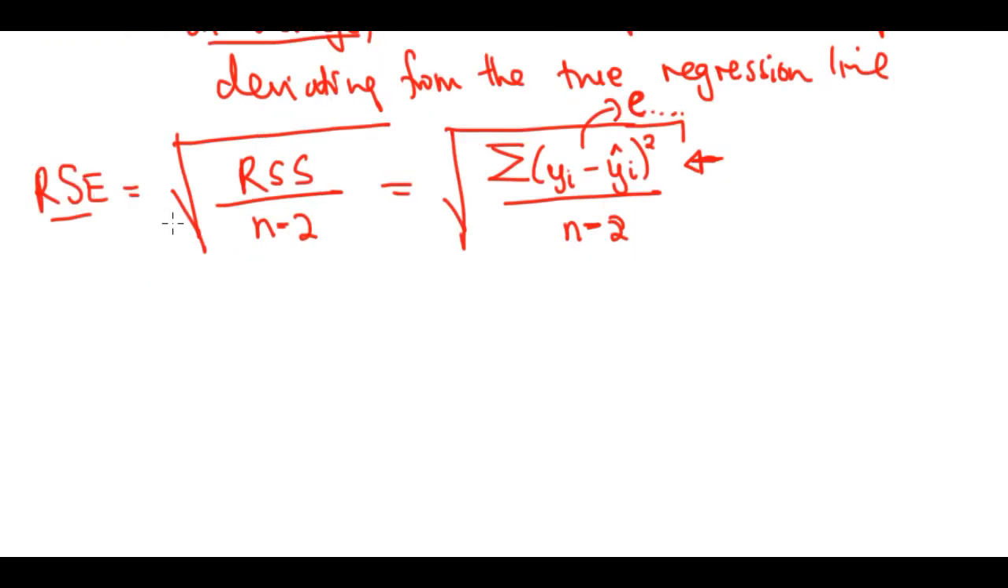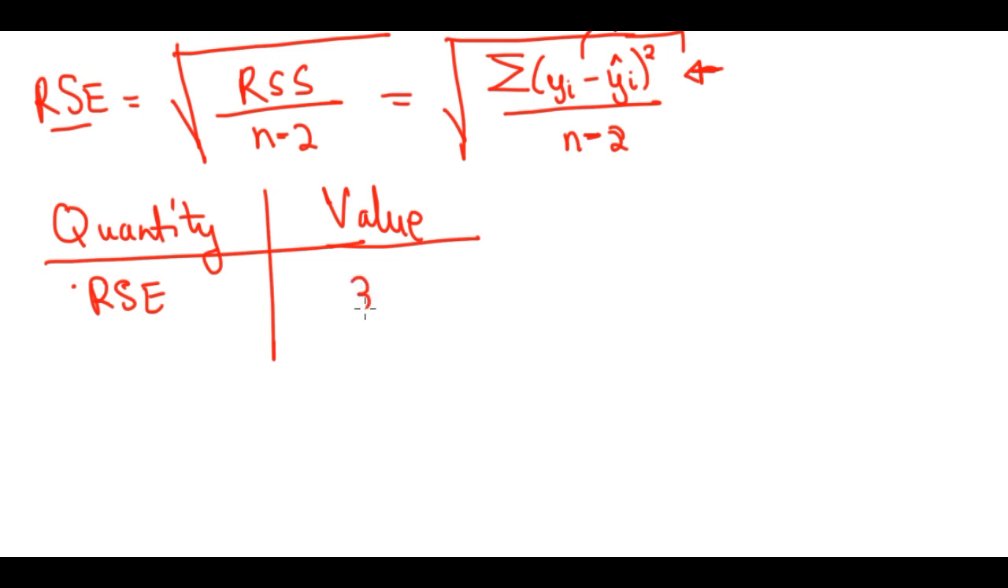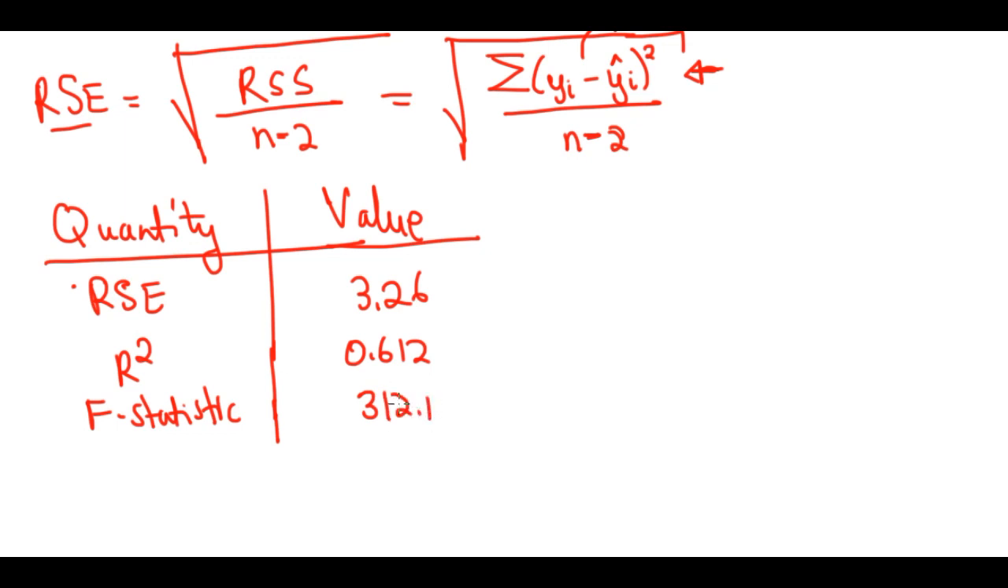So now let's look at, if we're looking at our advertising data, the result of calculating RSE. Let's put it in a table like this. So the quantity, our RSE, will be written like residual standard error. Our RSE is 3.26, and then we are going to talk about the R squared in the next video, 0.612, and this we'll talk about later, something called the F statistic. It's going to be 312.1. So yeah, our RSE is 3.26.